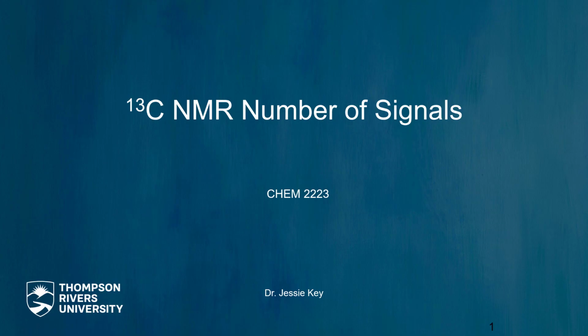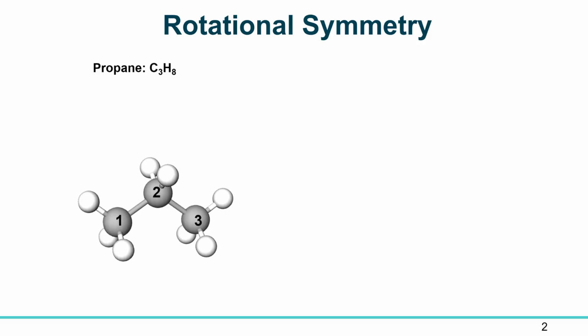In this video, we examine chemical equivalence and number of signals in carbon NMR. A few examples of common alkyl and aromatic patterns will also be examined. Carbons which can be related by rotational symmetry are considered chemically equivalent and will appear as the same signal.